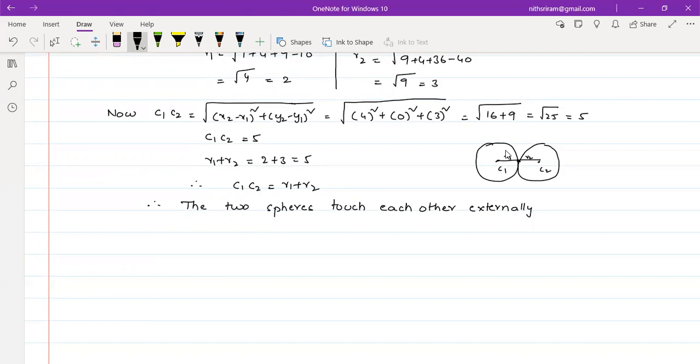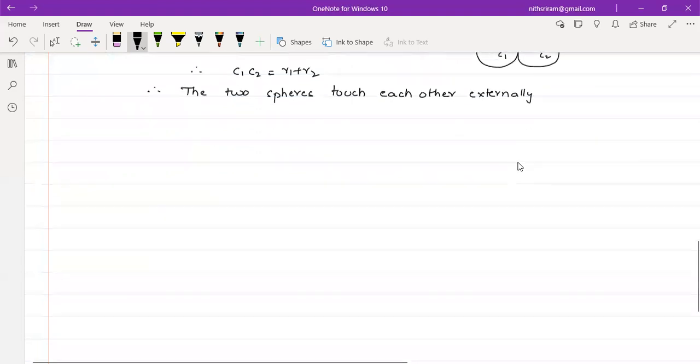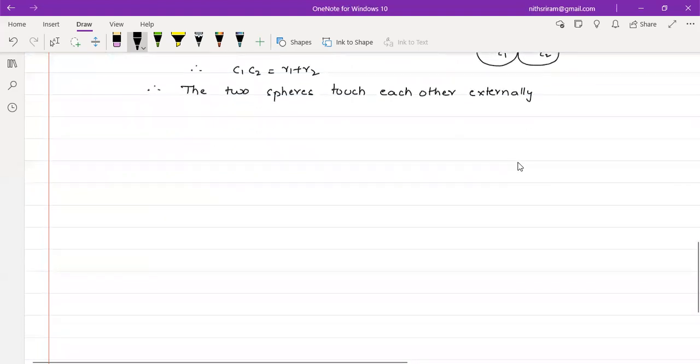So now we have to find the point of contact. I'm treating the point of contact as P. So now I'm going to find that P. Whenever the two spheres touch each other externally, the point of contact divides C1C2 in the ratio R1 to R2 internally. So we treat this as an internal point. Now we have to find that particular point.